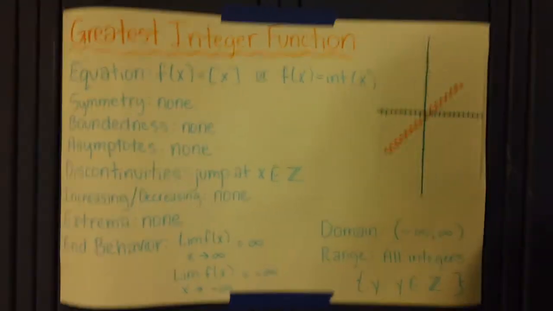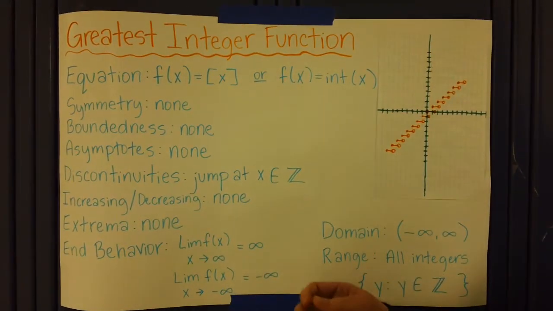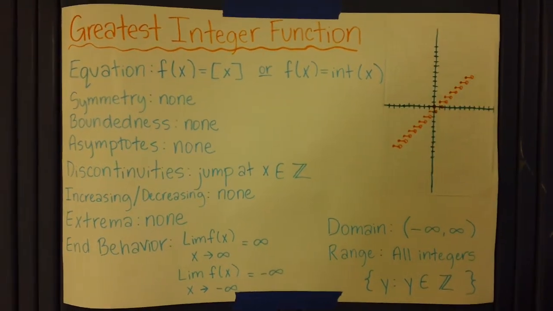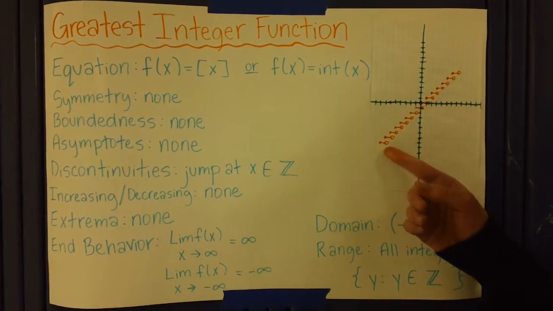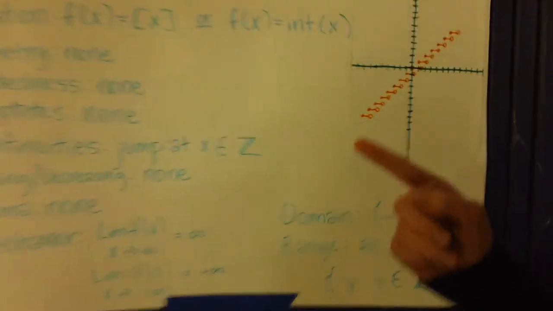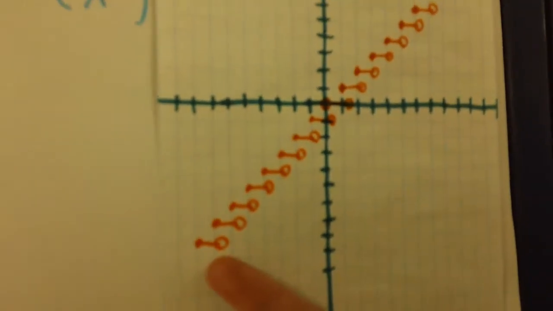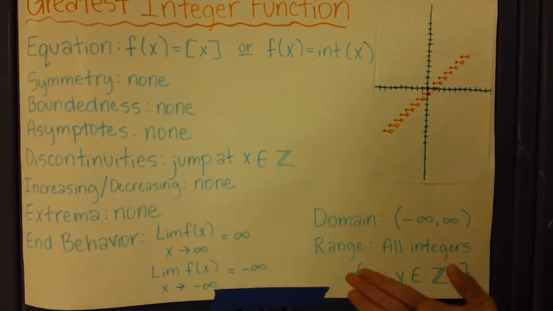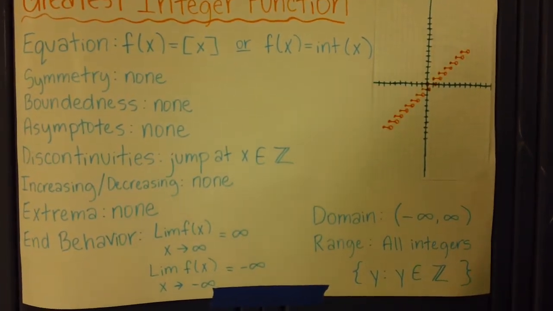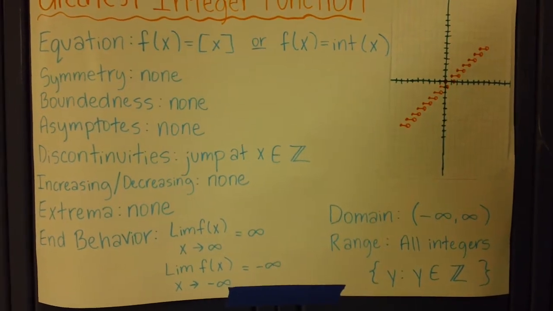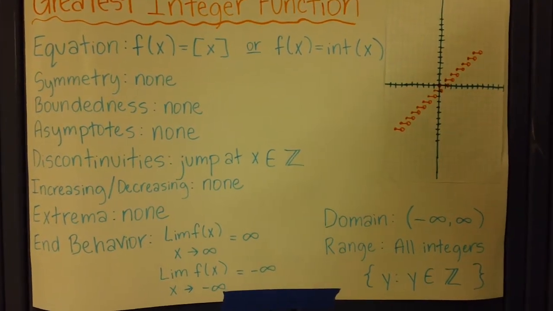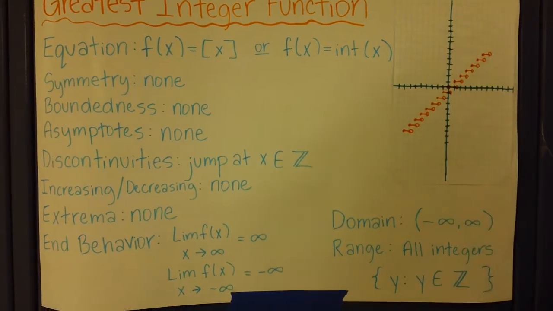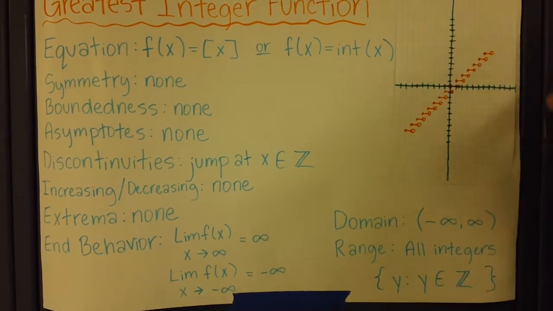So this is the greatest integer function. The equation for it is f of x equals x in brackets. So with this function, y is pretty much x, the greatest integer less than x. And so this goes on forever and ever.